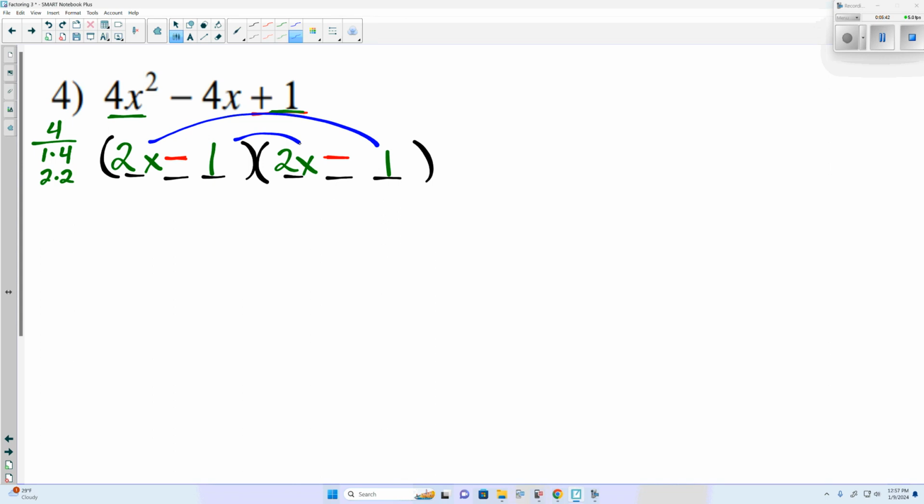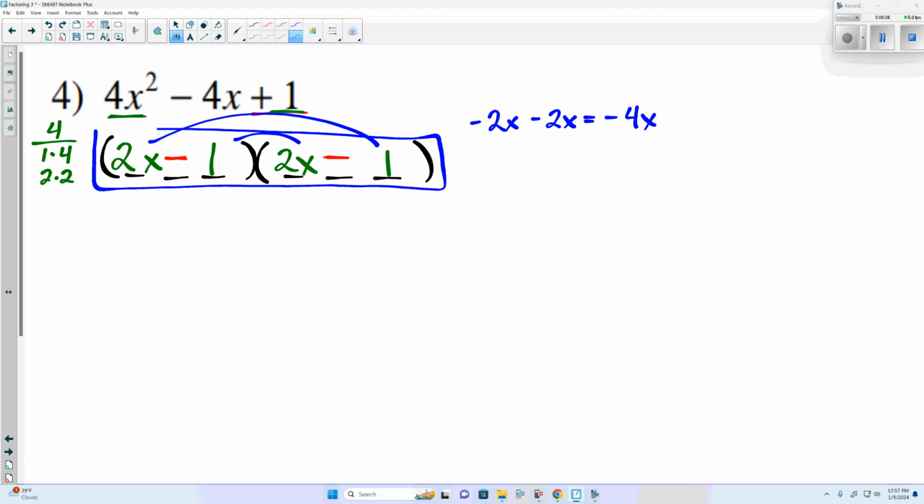Now at this point here, we can check to see if we got the correct arrangement. Now our 2x times negative 1 would be negative 2x. Our negative 1 times 2x would be negative 2x. And our negative 2x minus 2x is negative 4x. Is that the middle term we wanted? Yes. So our set of factors for this here are 2x minus 1 and 2x minus 1.